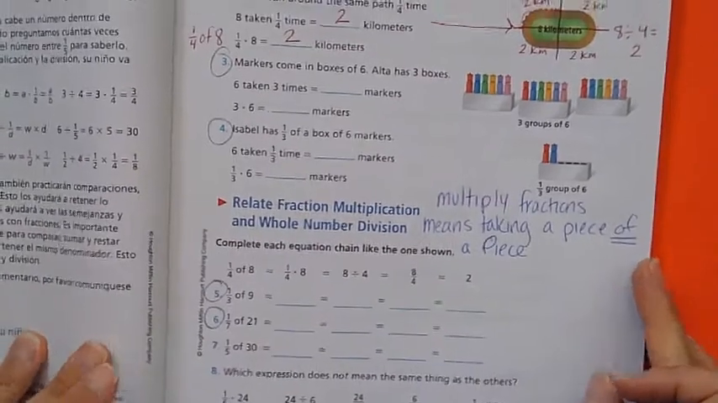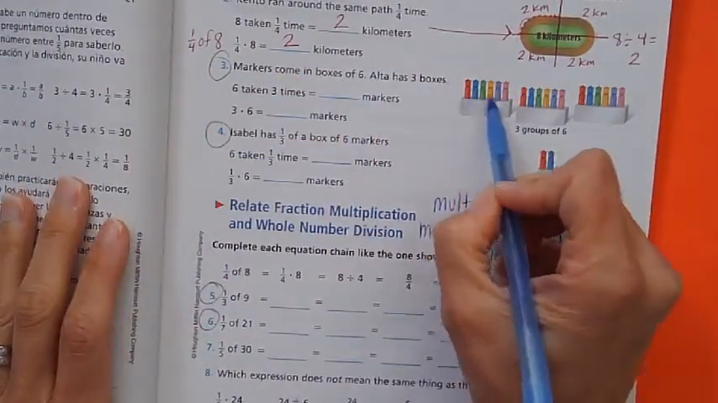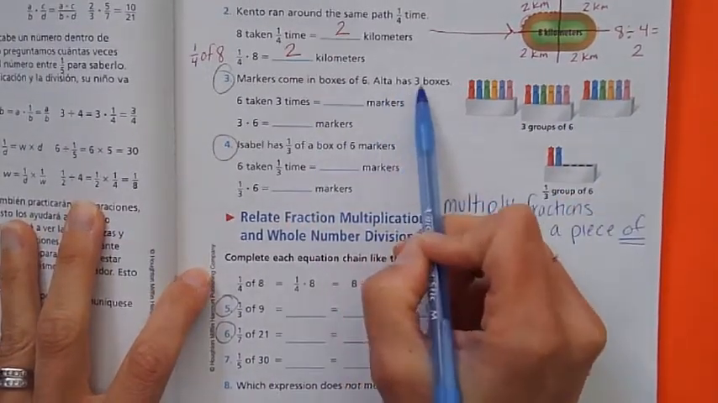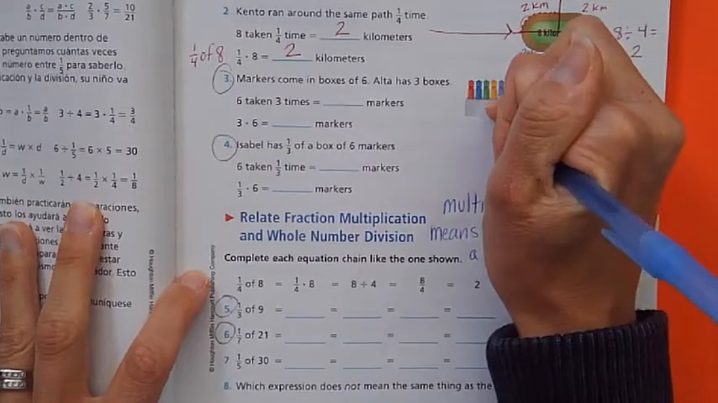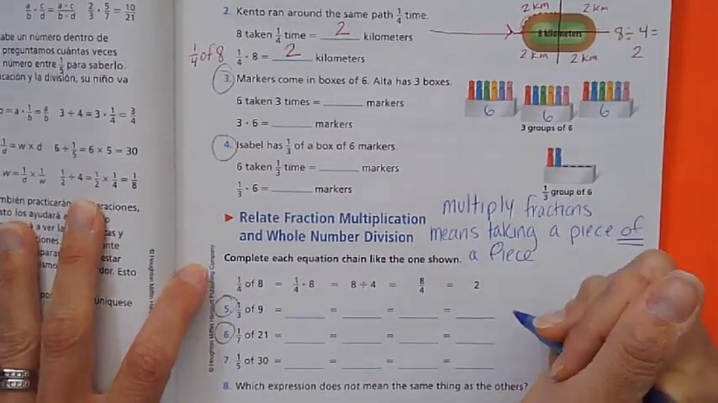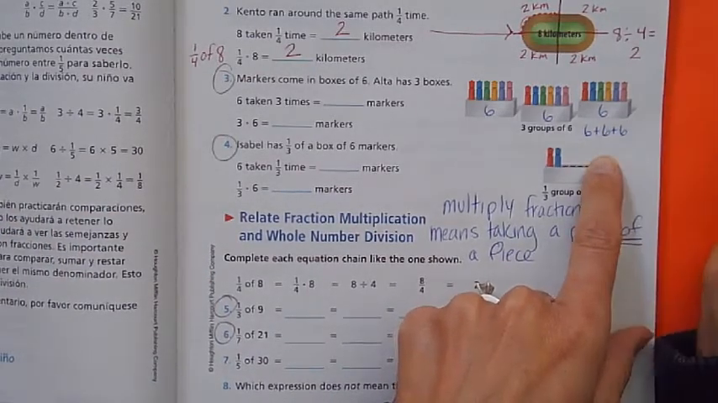This is using whole numbers. So markers come in boxes of 6. So we have 6 markers in each of these boxes. Alta has 3 boxes. So we have 6 markers, 6 markers, and 6 markers. We could do this a couple different ways. We could do 6 plus 6 plus 6.